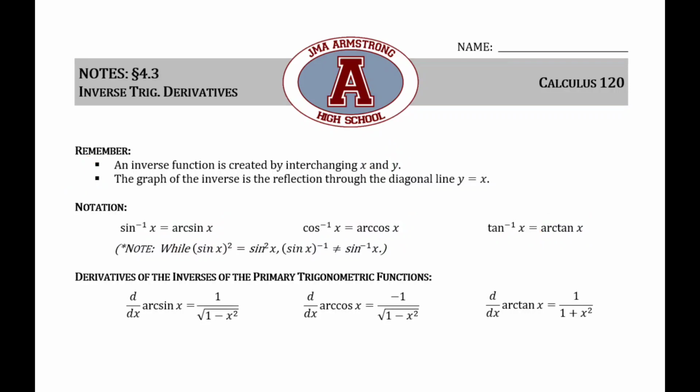Hi everyone, welcome back. Today we're doing section 4.3, which is on derivatives of inverse trigonometric functions. So we have studied different types of inverse functions before. You know that an inverse function is created by interchanging x and y. You also know that the graph of the inverse is the reflection through the diagonal line y equals x. So we've seen that a couple of times before.